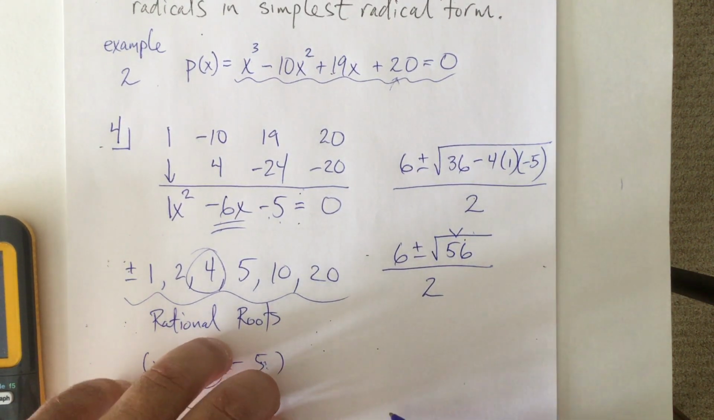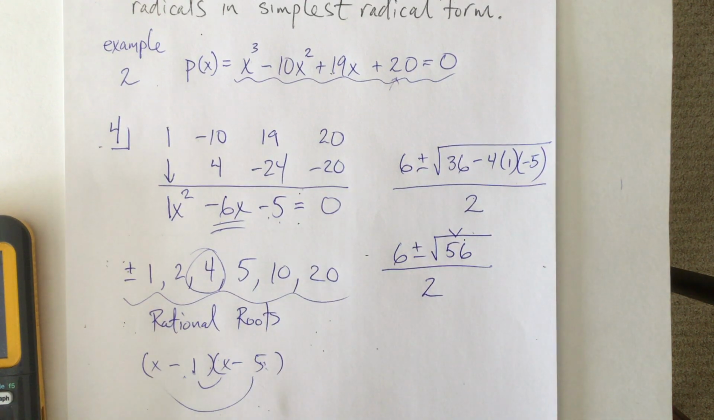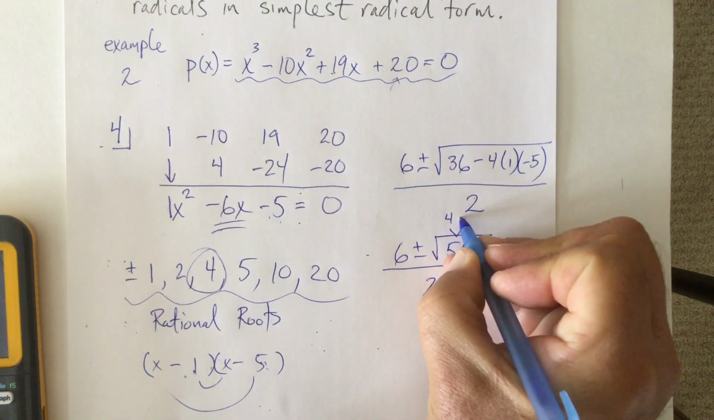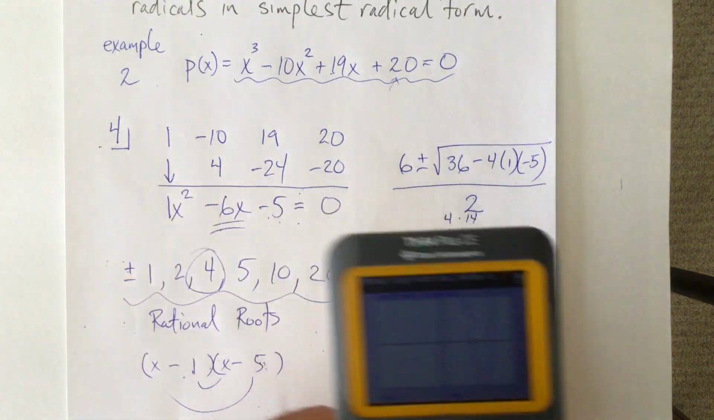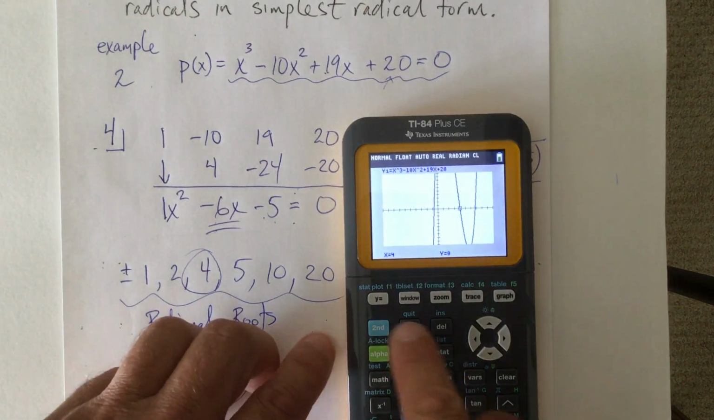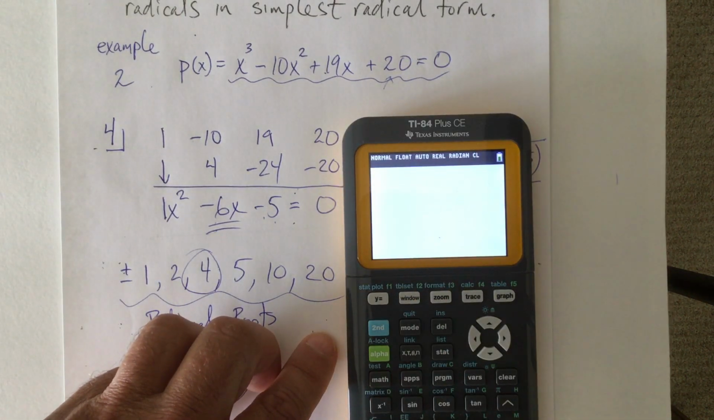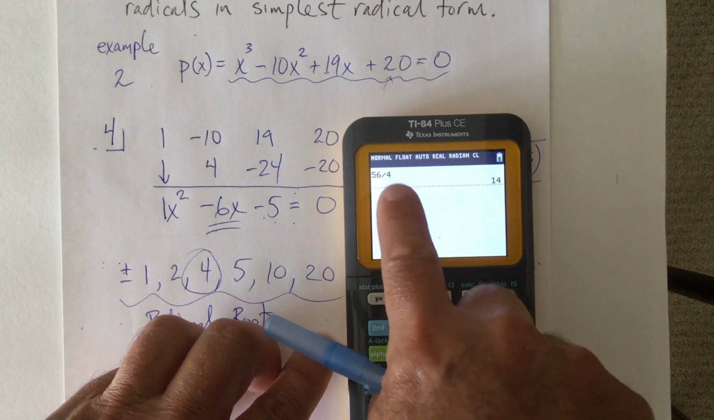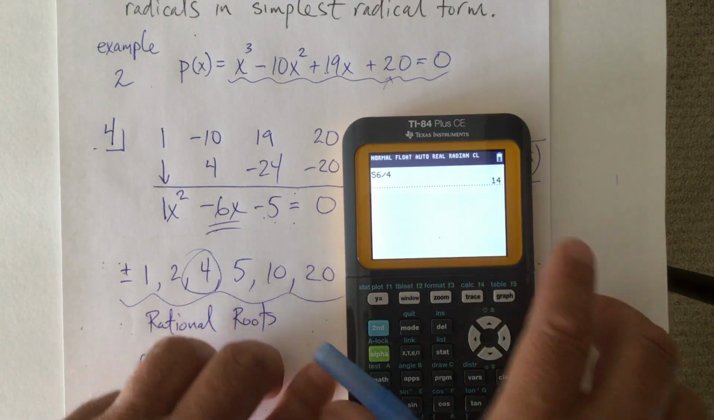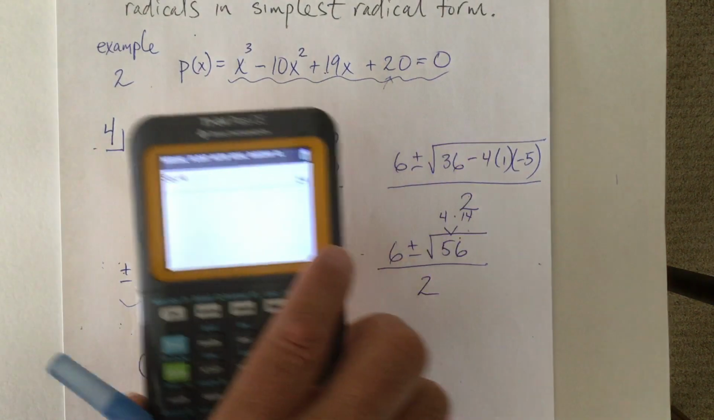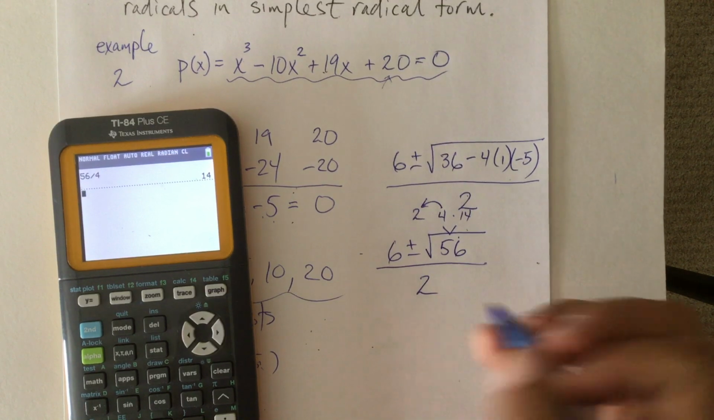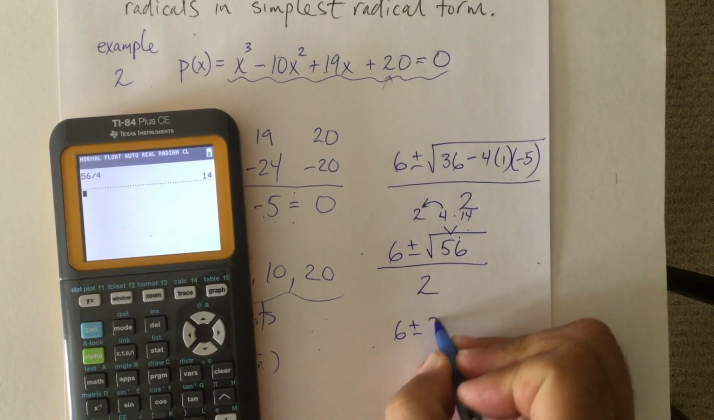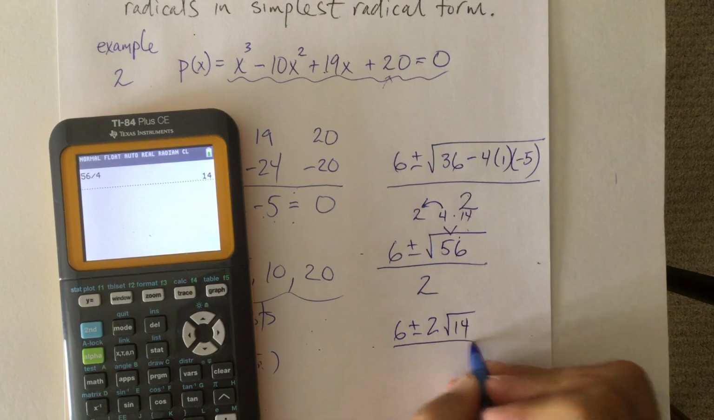Now, 56 is one of those weird numbers because, you know, it's big, but it's 4 times 14. Now, how did I know that? I made up the question, but also I know how to play with my calculator. 56. Well, I know that if I divide it by 4, hey, there's 14. 4 is a perfect square. There are no perfect squares in 14. So I just found that number by playing around. And then what comes out? I take the square root of 4, a 2 comes out. So I end up with 6 plus or minus 2 rad 14 over 2.